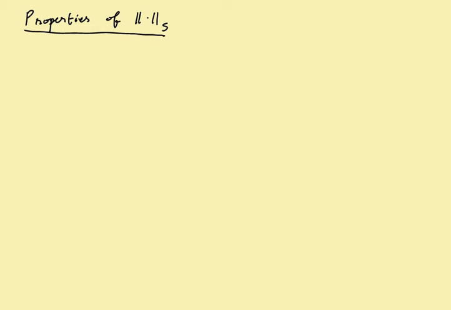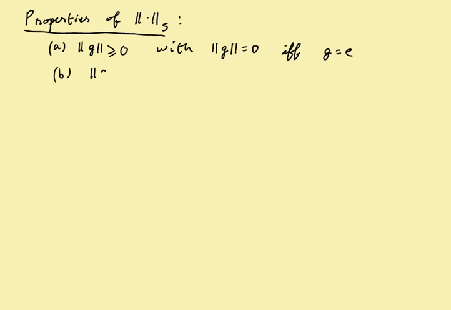Sometimes we'll put norm_S to emphasize it's dependent on S. Well, first of all, (a) norm of g is non-negative, with norm of g equals 0 meaning that g is an empty product. And this happens for the identity and only for the identity, if and only if g equals e. And (b), the second property is that the norm of gh need not equal, it's less than or equal to, norm g plus norm h.